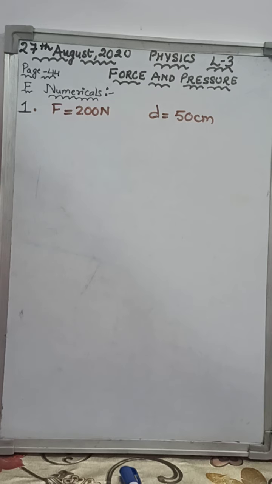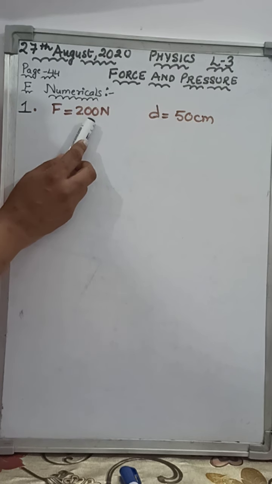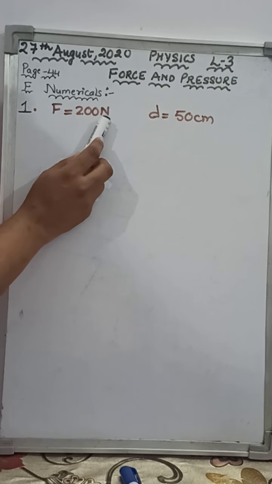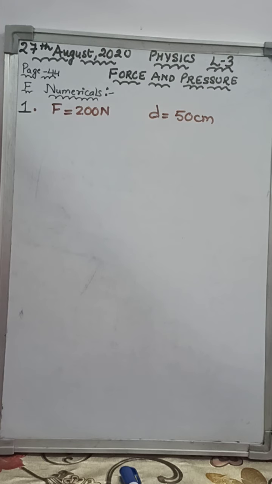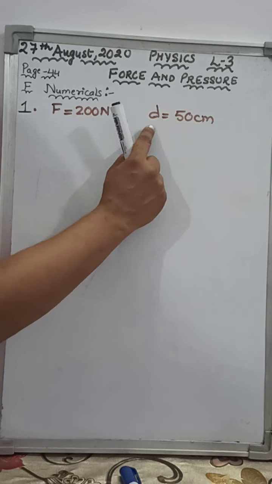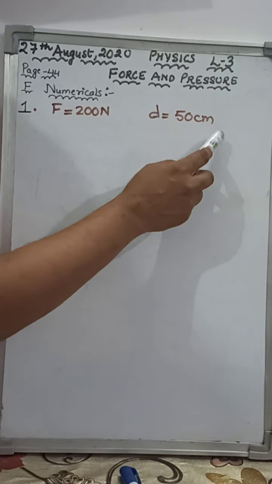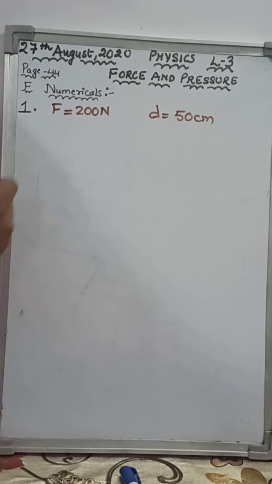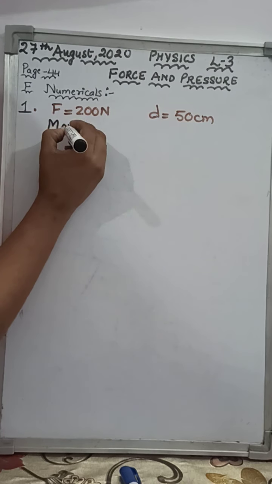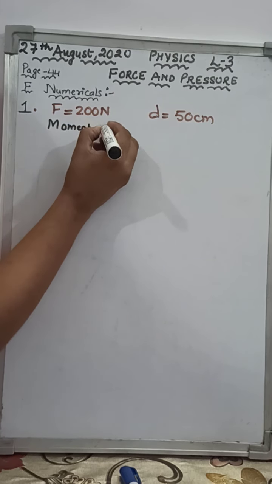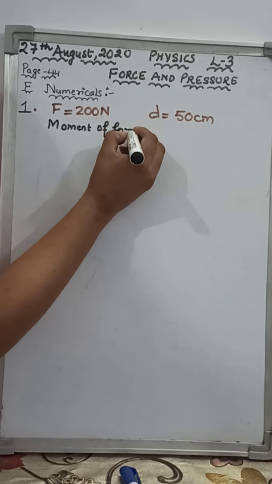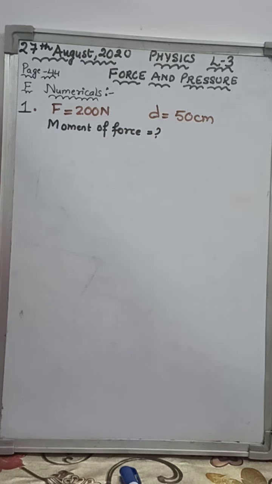The first question. It says that a force of 200 Newton, this is a force given to you, acts on a rigid body such that the perpendicular distance between the force and the turning point is 50 centimeter. You have to calculate the moment of force. Clear? So you have to find this.